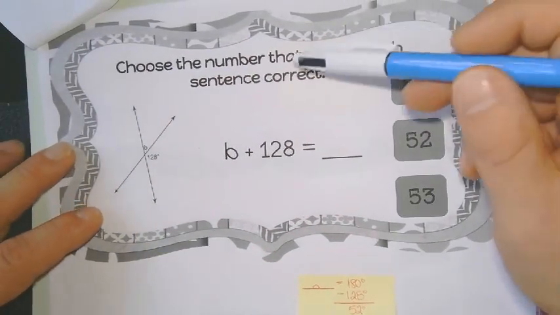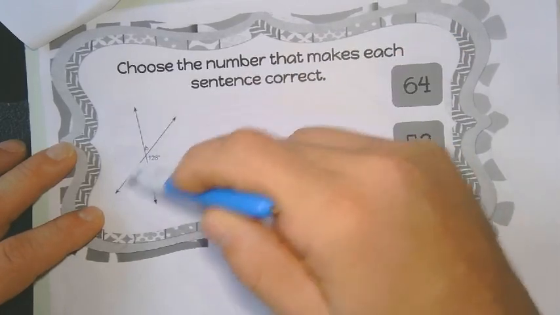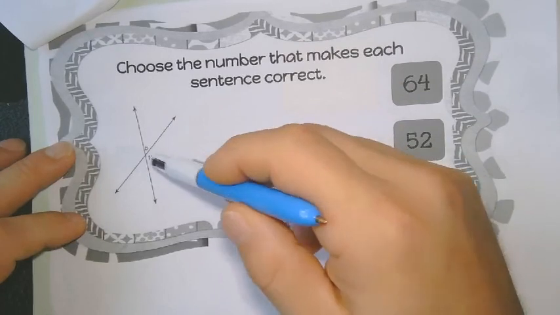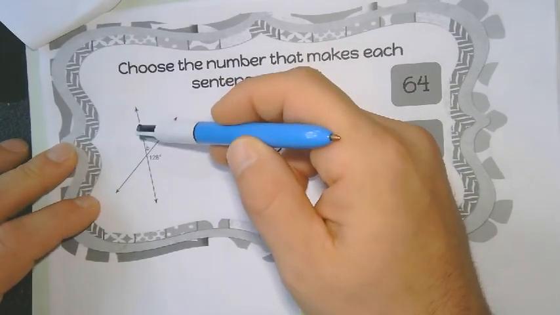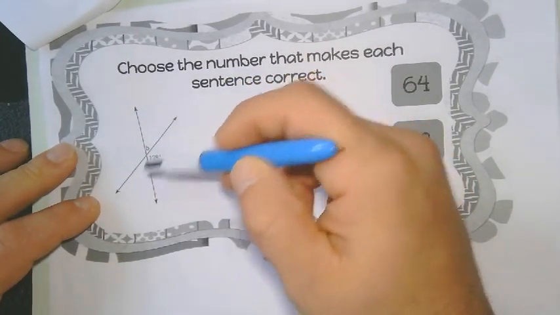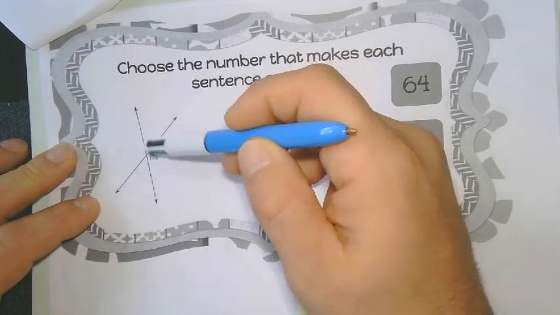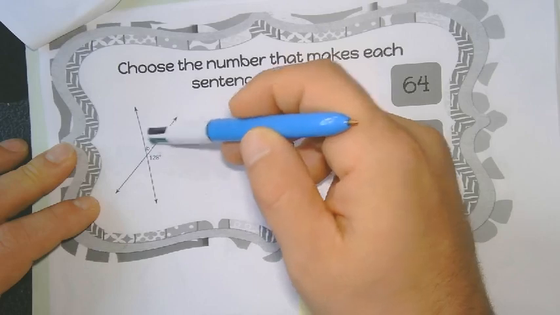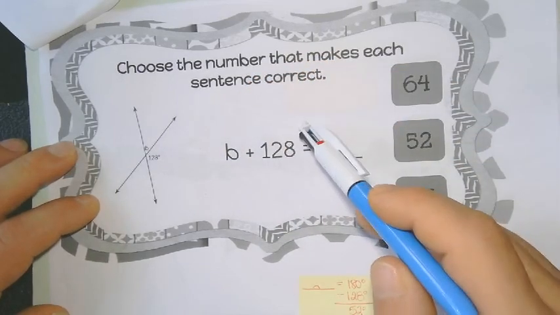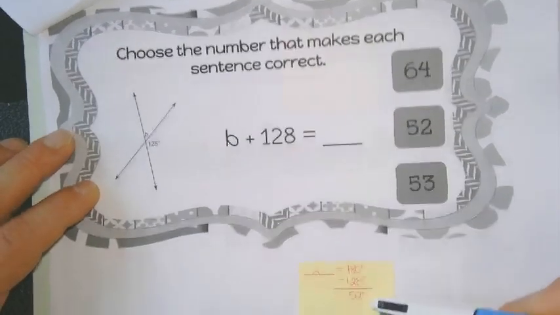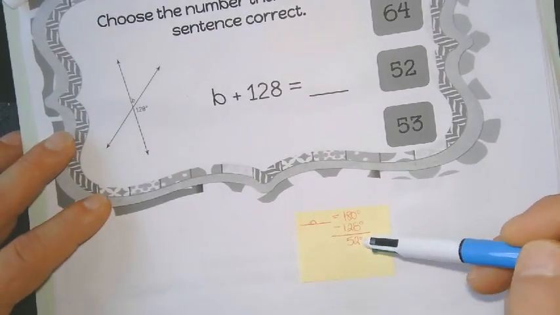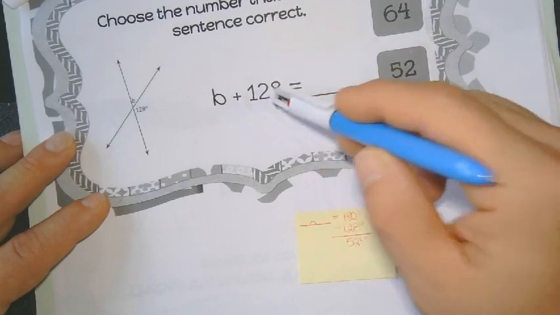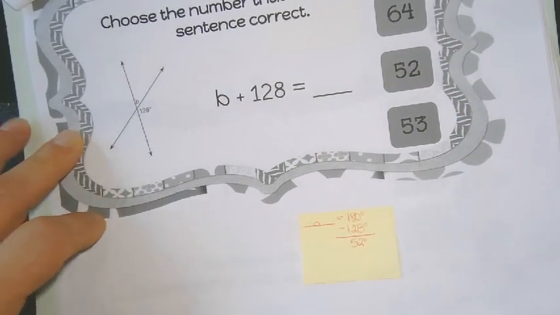Choose a number that makes each sentence correct. Here we have two sets of straight lines, and we'll see these more moving forward. But for now, we're just trying to solve the single straight line. If you look, B is split by a line, and B is separated from 128 because of that line. So we're just trying to find the angle here. So 180 minus 128 will give you your answer of 52. Now if you put 53 or 64 in there, you'll see that it does not equal 180.